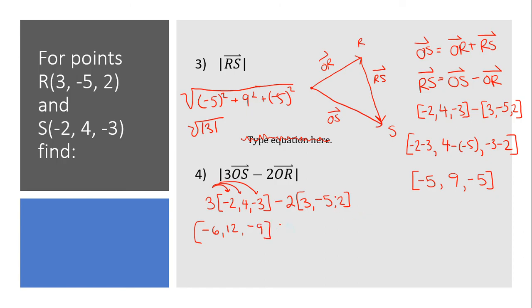For this, I'm going to leave the negative. You could bring it in, but that will change it to a plus. I'm going to leave the subtraction and just distribute the 2. But it will work either way. 2 times negative 5, negative 10. And 2 times 2 is 4. Okay, and now I will do the math. So negative 6 minus 6 is negative 12. 12 minus 10 is 22. It's like 12 plus 10. And negative 9 minus 4, negative 13.